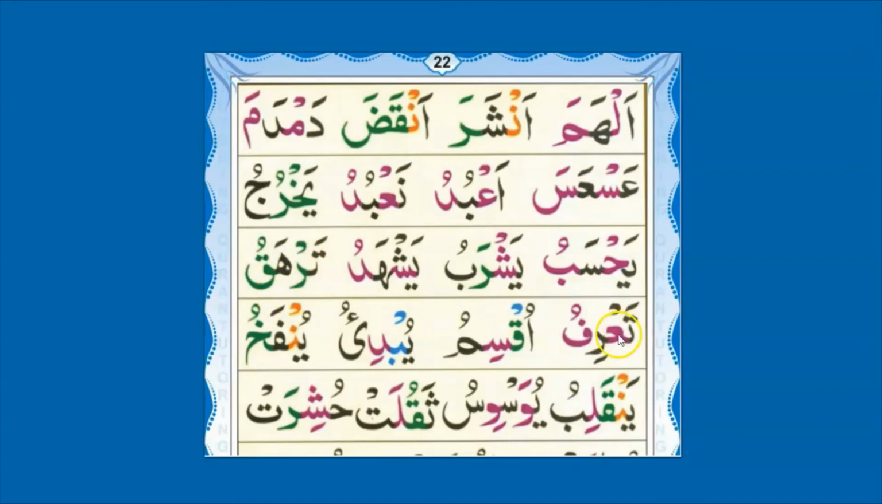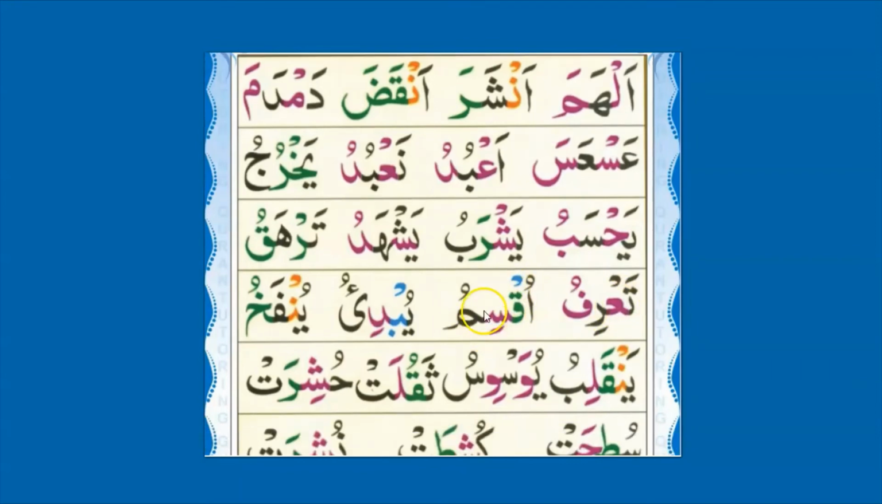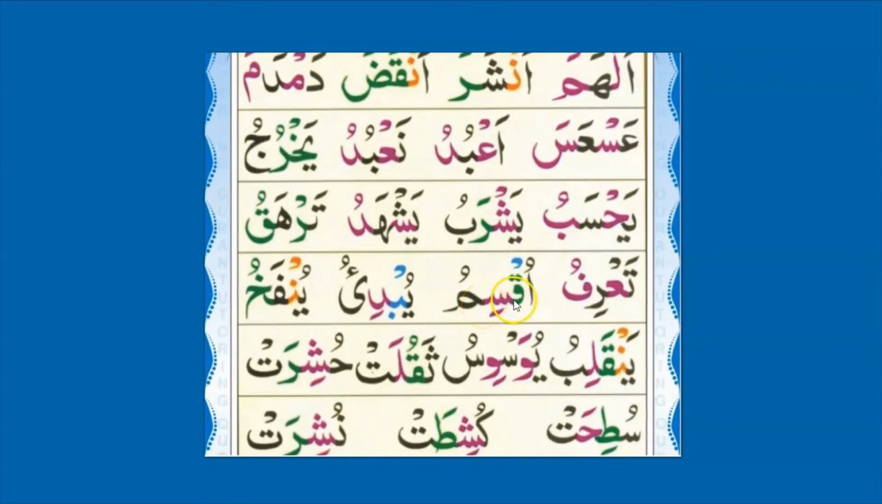All right. Uqsimu, in uqsimu the qaf is sakin, from huruf qalqala. So we have to read it uqsimu. Yubdi'u, the ba is the same thing. Yunsakhu, nun sakin from hurufi ikhfa. Yes, nun sakin, it is from the hurufi ikhfa. We have to do ikhfa here, to prolong the sound in the nose. Yunsakhu.